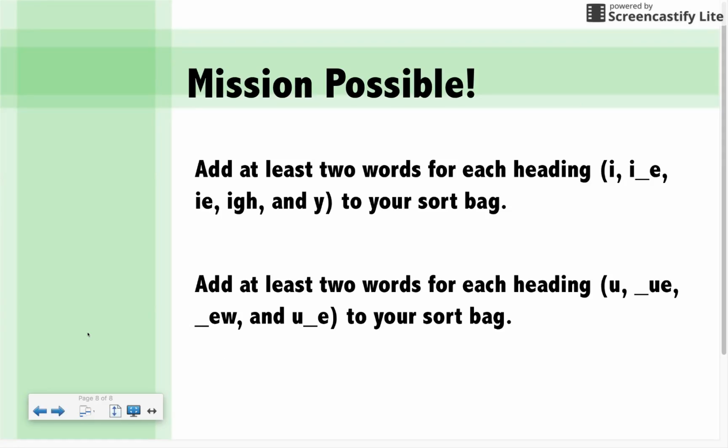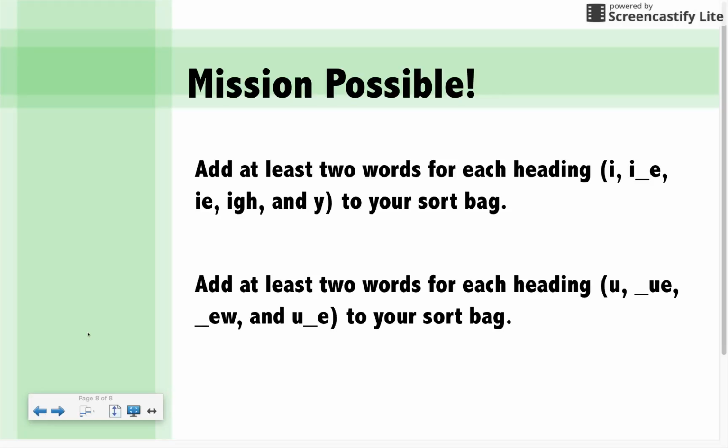Okay? I have a mission for you to complete this week, okay? As you go through your sorts this week, I want you to find at least 2 words for each heading that makes the I sound. So 2 more words where I is at the beginning, I consonant E, IE, IGH, and Y. And then you're going to put those in your sort bag. And then I also want to find at least 2 words for each of the headings U, consonant UE, consonant EW, and U consonant E, and then add those to your sort bags.